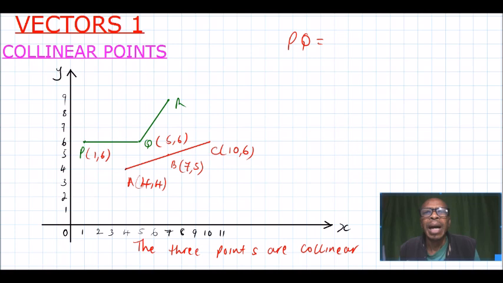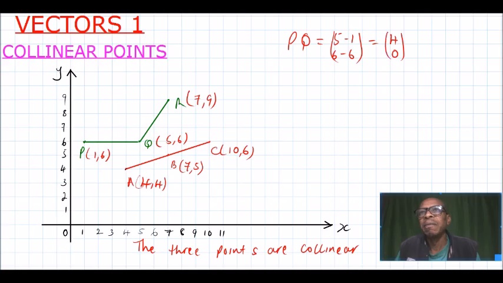And finally, we have our R. Our R is 7 and 9. So we can get PQ. It is 5 minus 1, and we have 6 minus 6. That will give us what? It is equal to 4, 0. So that is a column vector PQ.